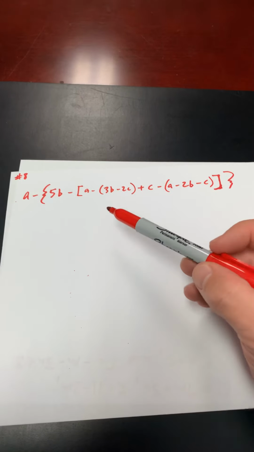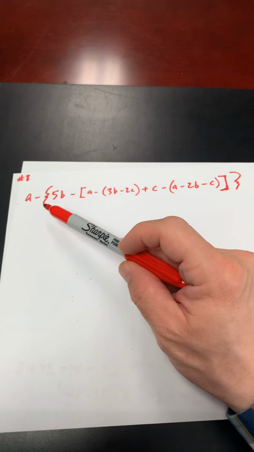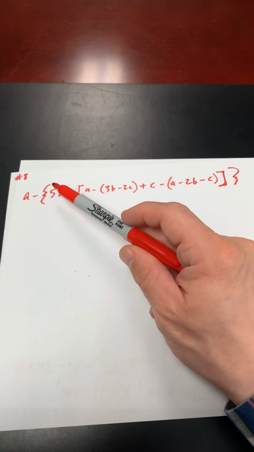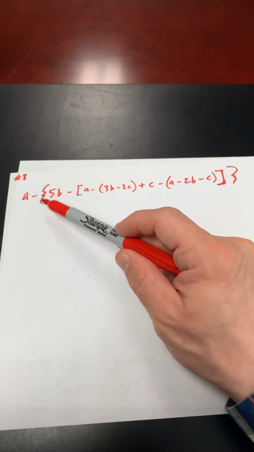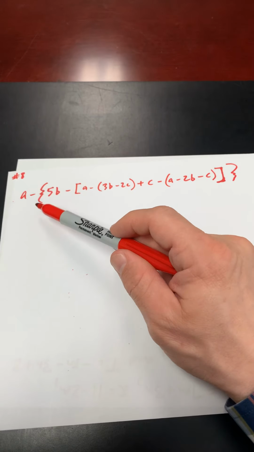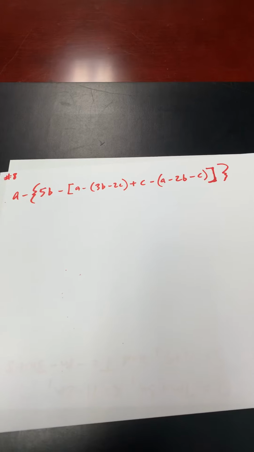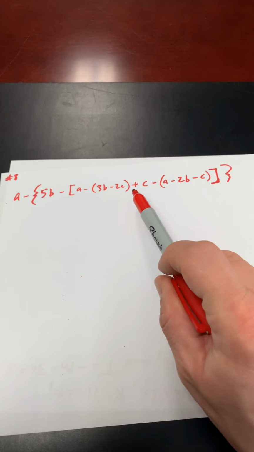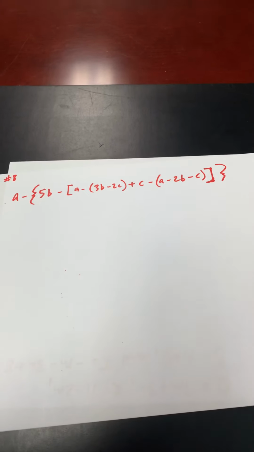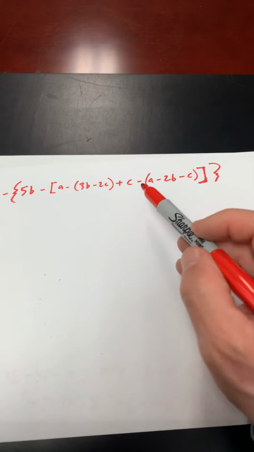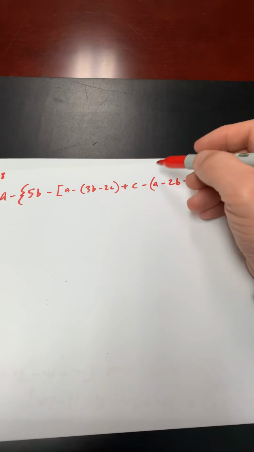So with these, notice we've got more than one grouping symbol. We actually have 3. We have whatever this is called right here, a squiggly bracket, a regular bracket, and a parentheses. So remember, we're going to work from the inside out, right? So I'm going to start right here.